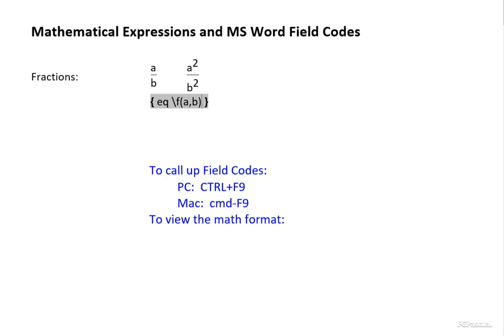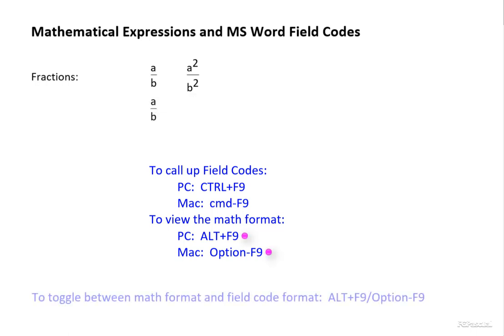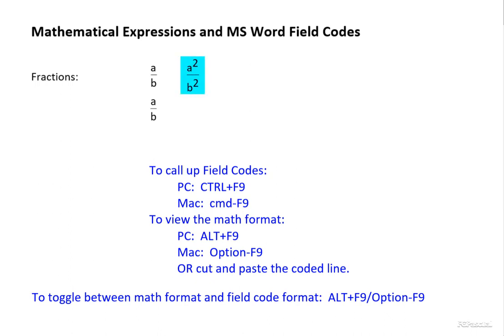To view the actual fraction, on a PC, we press Alt F9. On a Mac, it's Option F9. We use these keys to toggle between the field code mode and the math expression mode. Another way to view the math expression is to cut the entire line of code and paste. To generate a slightly more complicated fraction, such as a squared over b squared, we first have to learn how to create exponents.